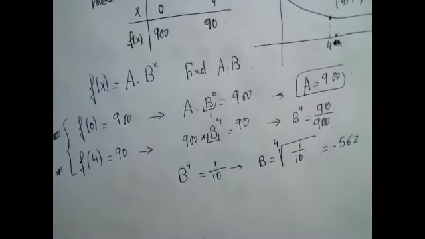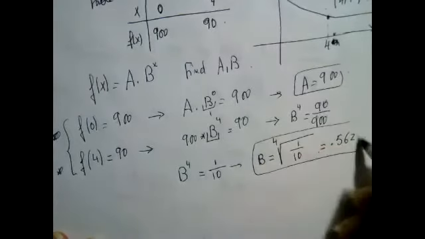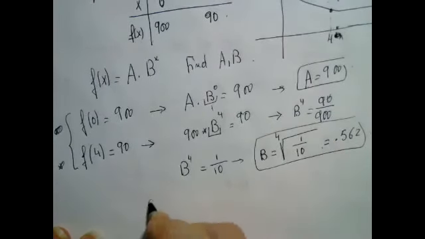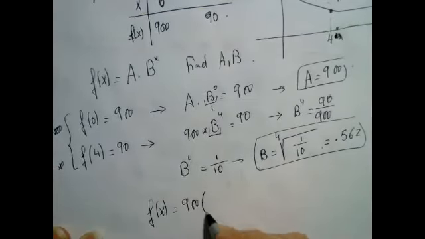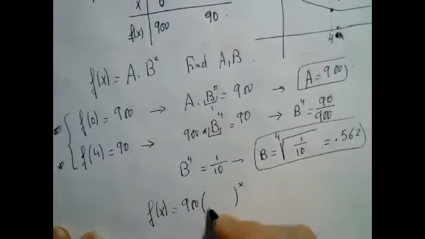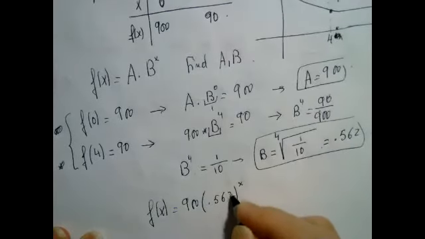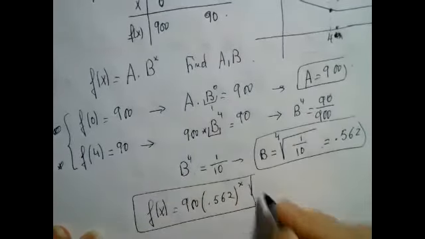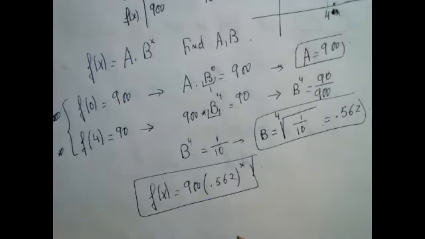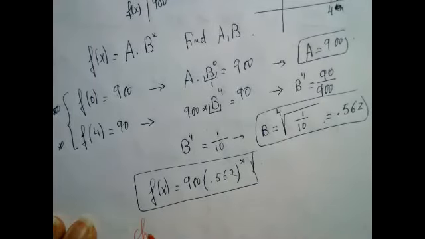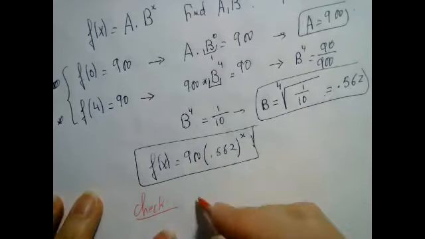0.562. Right, so now I have my b and I have my a. So my function will have the following form: 900 times 0.562 to the power x. Okay. All right, now Sage, she was checking her answer. So Sage was absolutely correct in her answers. And we're gonna check it, so that's a typical exponential.